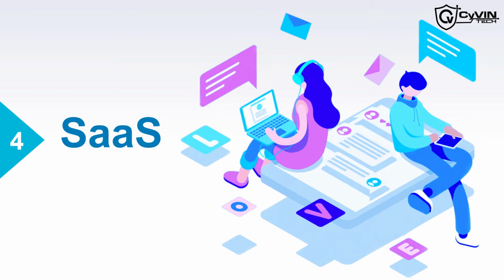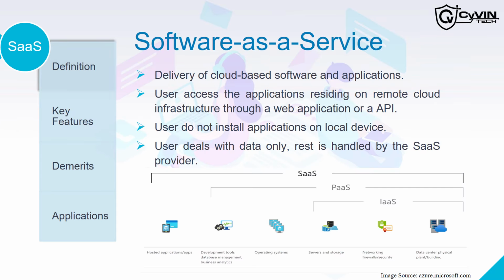SaaS, or Software as a Service, is another cloud service model which allows users to connect to and use cloud-based apps over the internet. In our daily life we use SaaS applications a lot. Can you think of any? The mailing service you are using, the video you watch online on streaming apps, the video communication that you do, all are examples of SaaS.